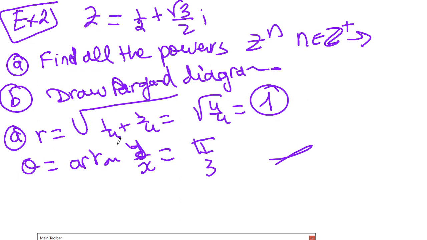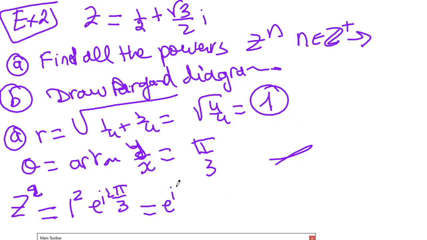So let's start. If I want to find Z2, what's gonna be Z2? It will be 1 squared e^(i 2 pi over 3). Yes or no? So it's, as I'm saying, e^(i 2 pi over 3).